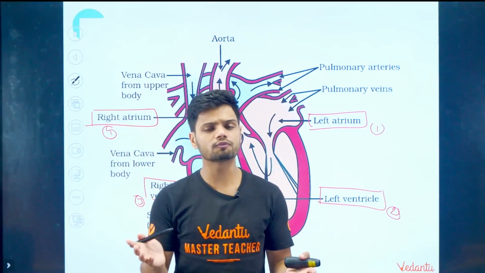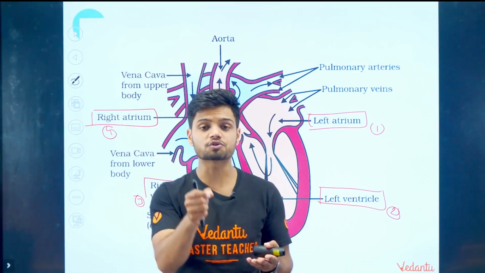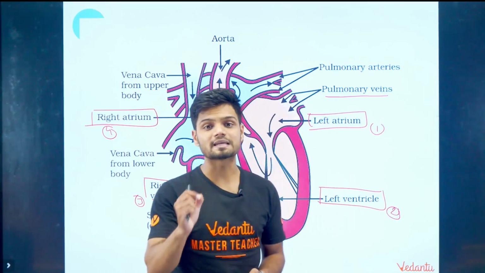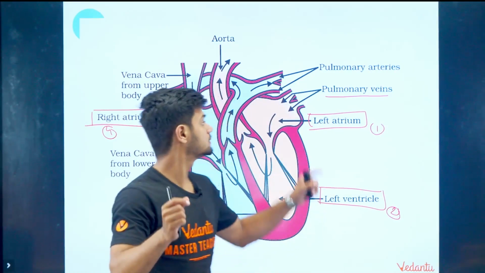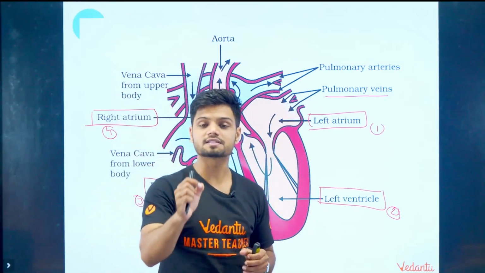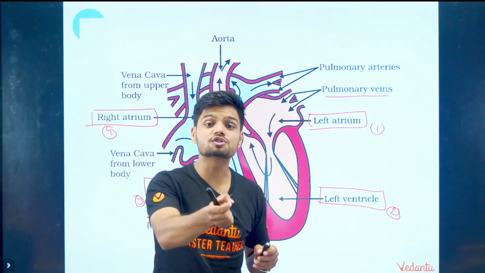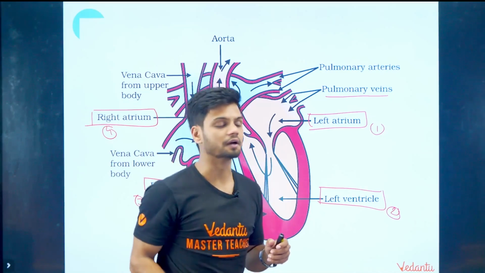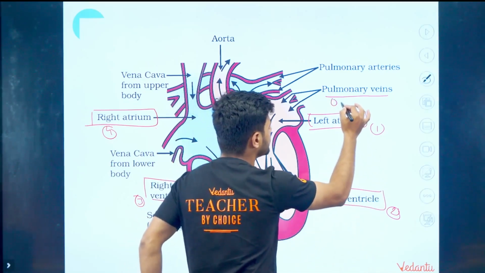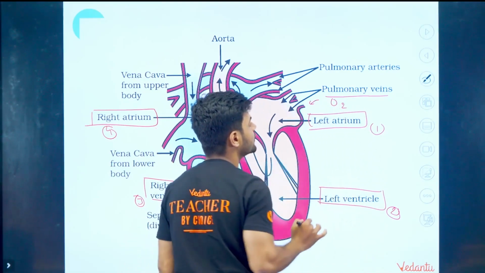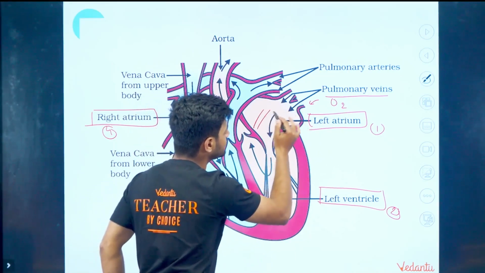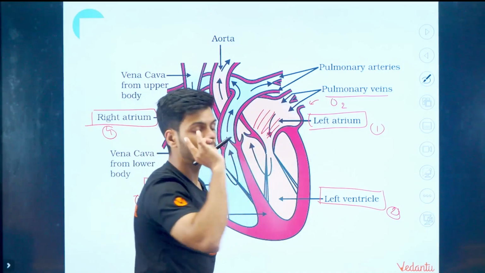veins? All of us know oxygenated blood is always carried in the arteries. There is one exception, that is pulmonary vein. Pulmonary vein is a vein which carries oxygenated blood. It carries what? Oxygenated blood. So all the oxygenated blood is entering inside. All the oxygenated blood is entering inside the right atrium through the pulmonary vein.